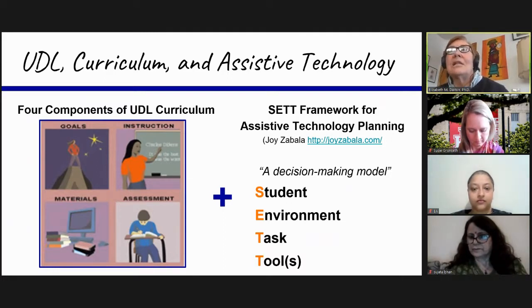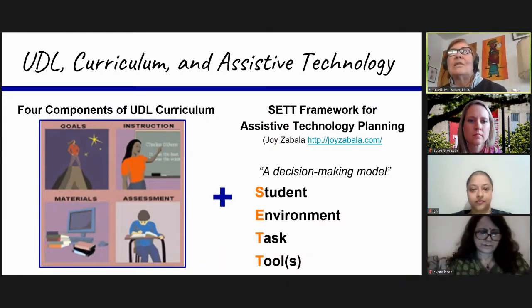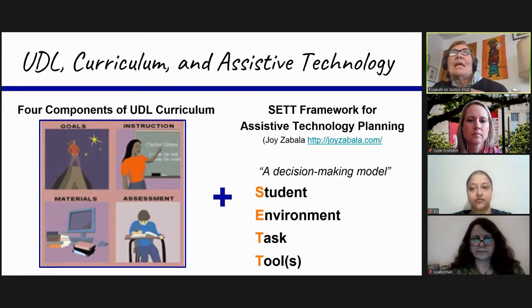In addition to that, because technology is such a large discussion within Universal Design for Learning, we also introduced Joy Zabala's SET framework. This is a decision-making model that's used really around the world now for making good decisions about technology selection, not just assistive technology for students with disabilities, but really all technology selection. So we blended these three components: the vertical orientation of UDL, the four curriculum components, and the SET framework of student, environment, task, and tools, in order to provide an environment within which to think about Universal Design for Learning.